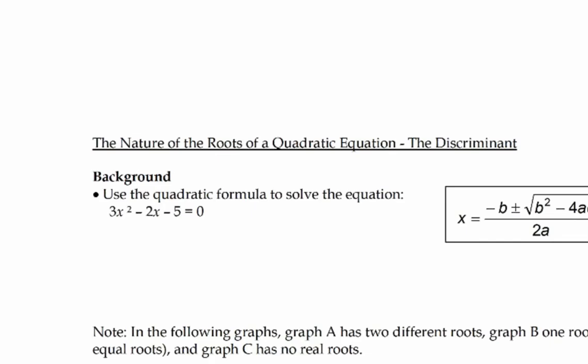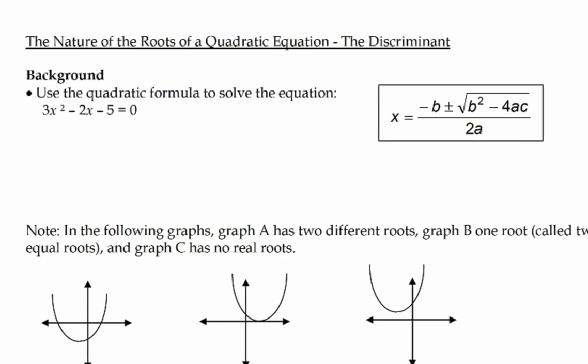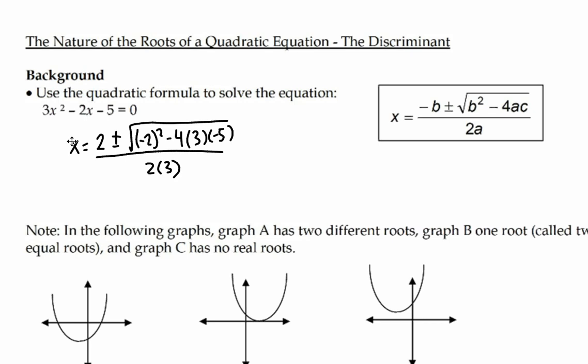Okay, the nature of the roots. So what I was just talking about, remember how we can have 1 x-intercept, 2 x-intercepts, or 0 x-intercepts? If I use the quadratic formula to solve 3x squared minus 2x minus 5, I would get 2 plus or minus the square root of negative 2 squared minus 4 times a times c, all over 2 times a. So what happens in this case is I'm getting 4.